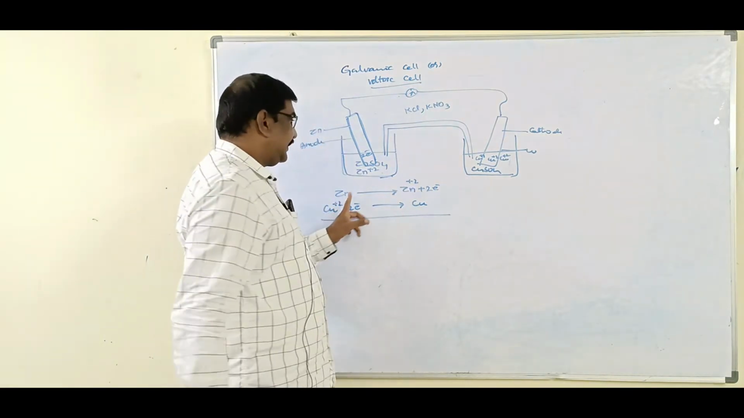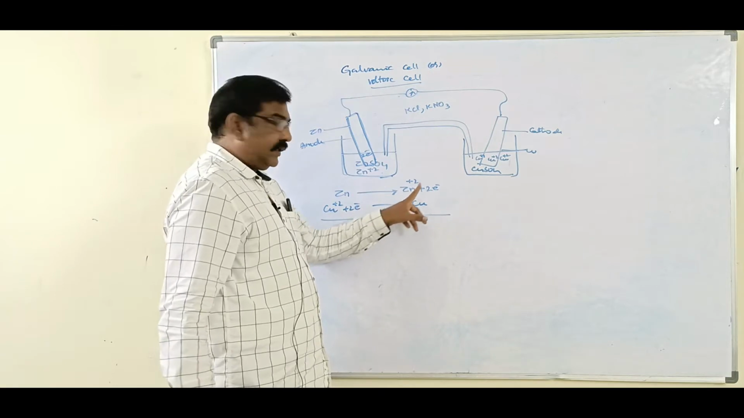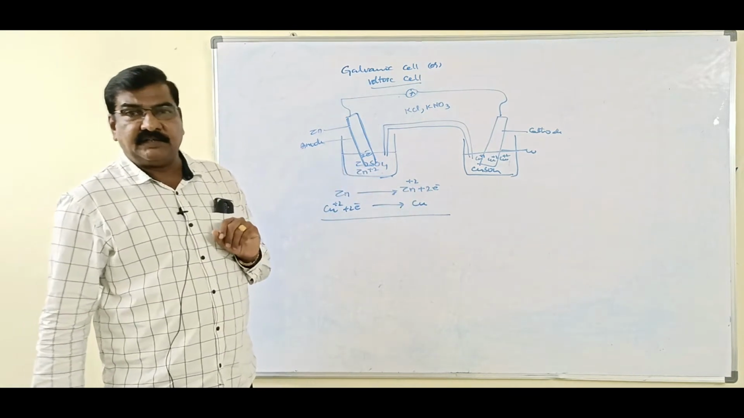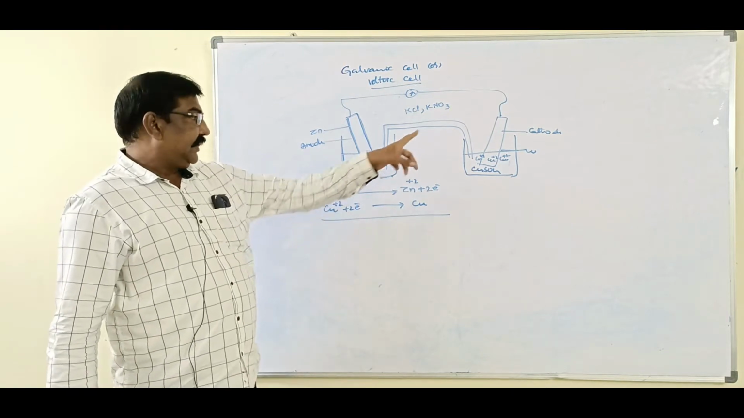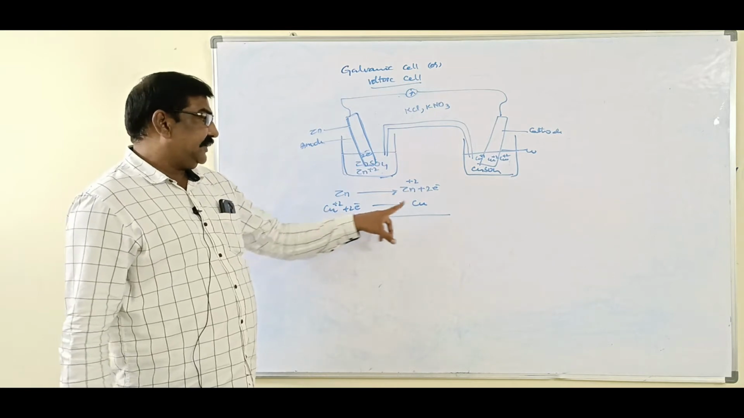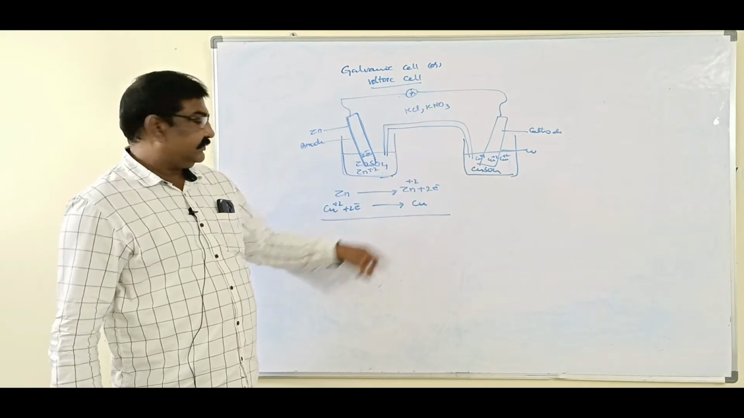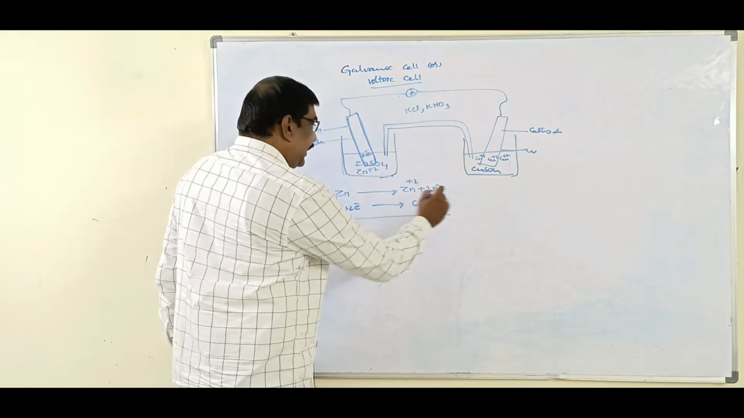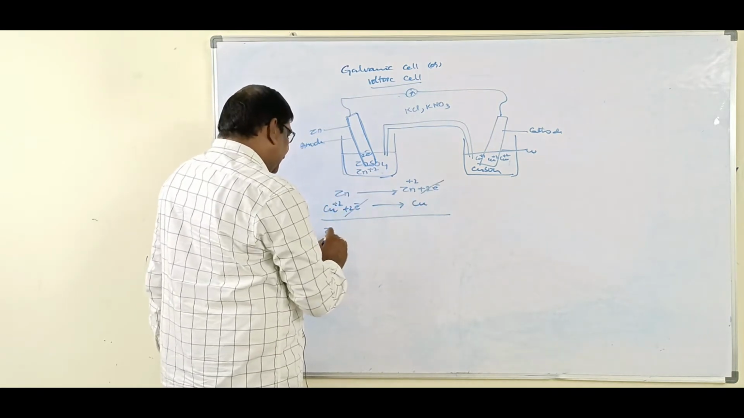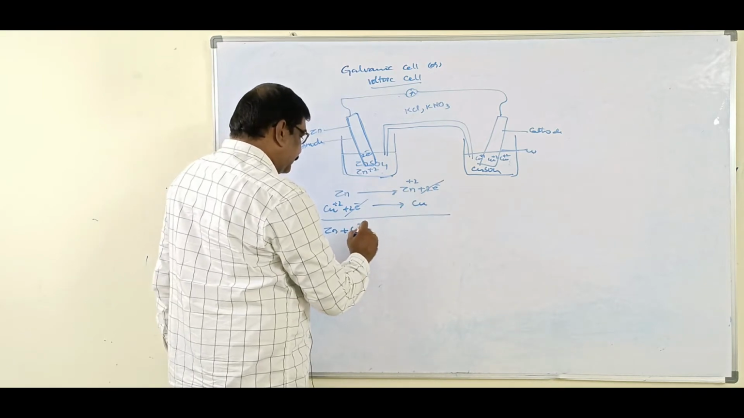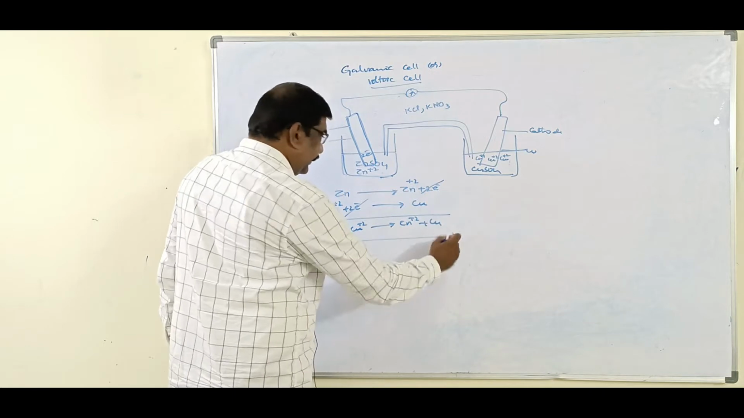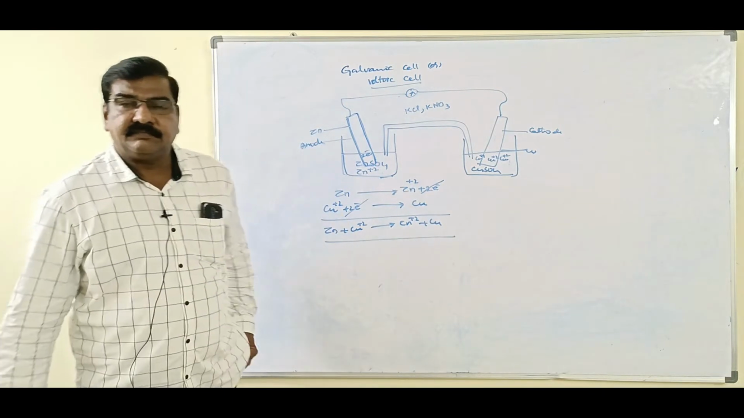So zinc acts as the anode, and oxidation takes place. The reaction at the anode is oxidation, and the copper electrode acts as the cathode, where reduction takes place. This is the overall reaction: anode half cell reaction, cathode half cell reaction, and the complete cell reaction is Zn plus Cu plus 2 gives rise to Zn plus 2 plus Cu. This is the complete cell reaction.